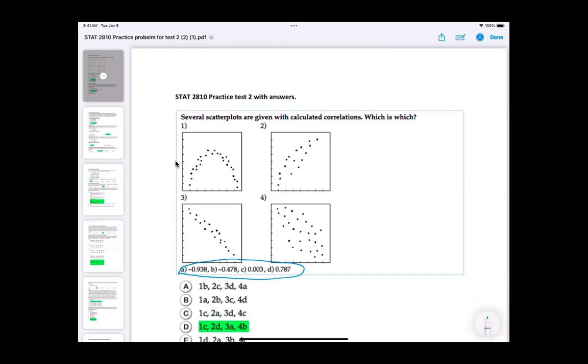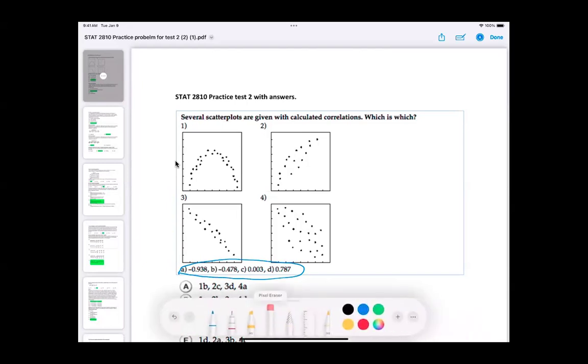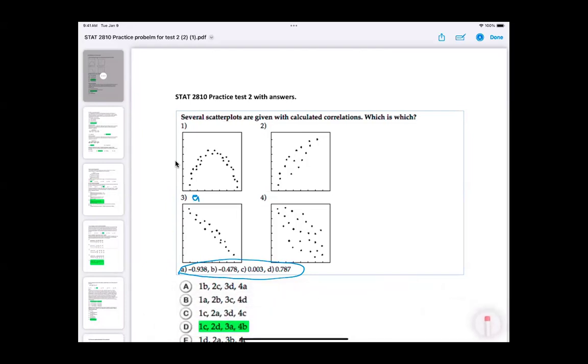I find 3 to be the easiest one. So when you look at 3, which of the following correlations do you think matches 3? Negative 0.938. Do you all agree to that? You all agree to that? Okay. So let's put A for 3. Because that is A, isn't it?